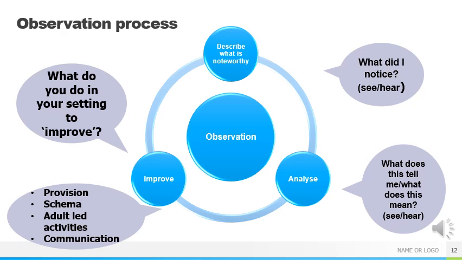What resource could you possibly add to the setting? Can you change your provisions slightly? What can the adults do to support these children in their learning, in their next steps? And what sort of communication could you support them with? Have a little think of when you're in your setting, this circle, always beneficial to go back to. The observation circle of describing what's happening, what does this tell you, and how are you going to improve it.